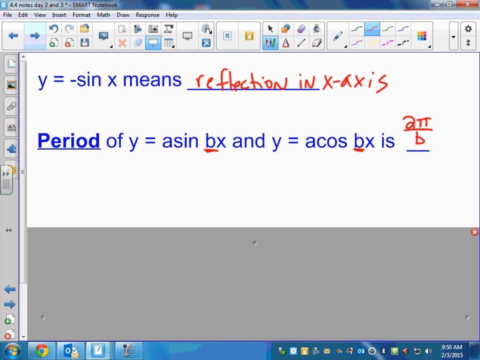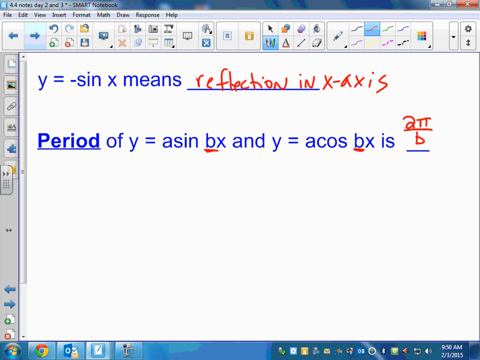So these are the two big things for sine and cosine. So let's just go ahead and rewrite this one again. Amplitude equals the absolute value of a, period equals 2 pi over b. And I want to graph one that has a different period before we leave here today, just to show you what that looks like. Okay, but 5 minutes, we have plenty of time.